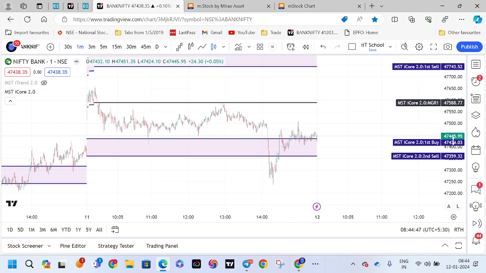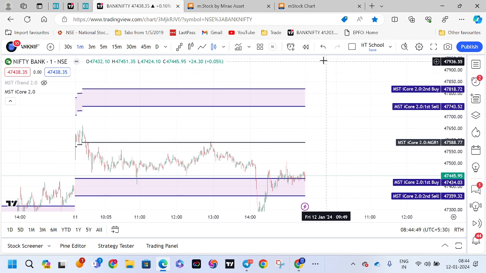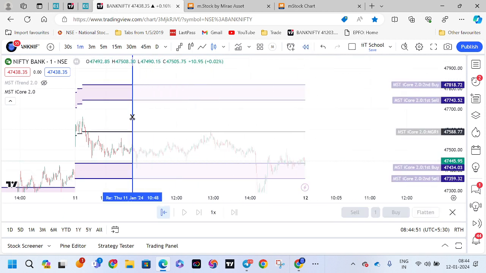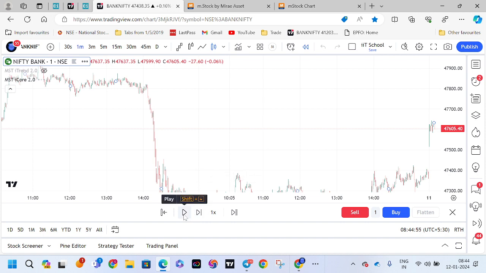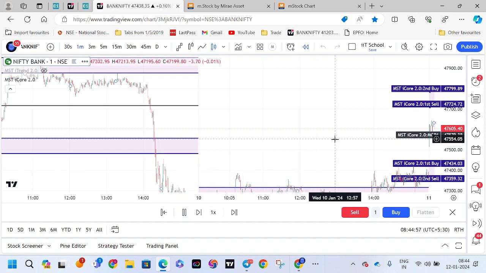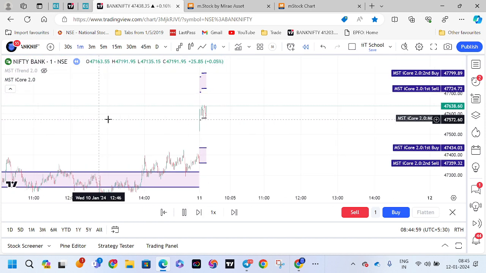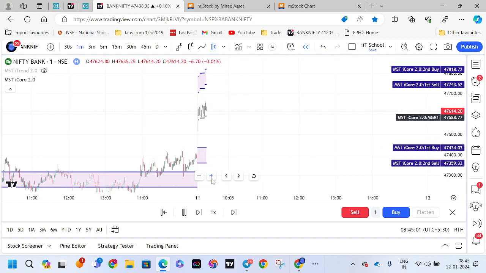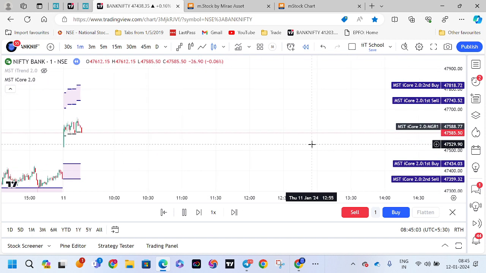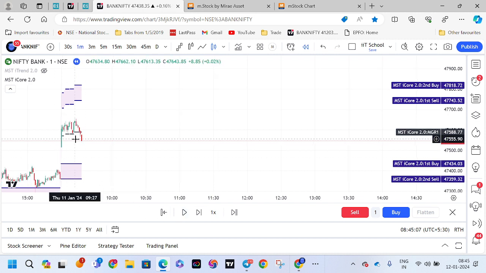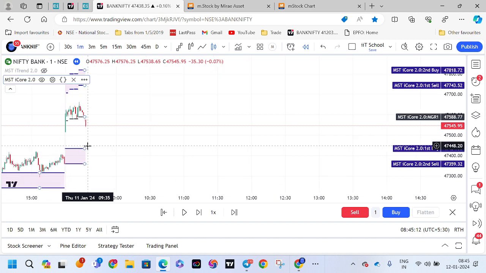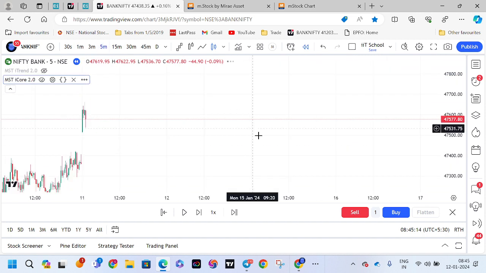Now I will show you by doing the bar play as if the market has just opened now. Clear? So now you see the market has just opened. If the market is coming down, what is our strategy? Our strategy is very simple. If the market is coming down to our bottom zone, that we call the buy zone. You can keep it in 5 minutes also, no problem, the values will not change.